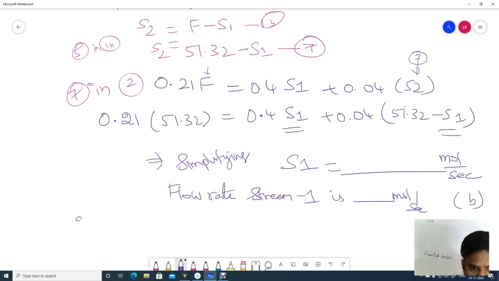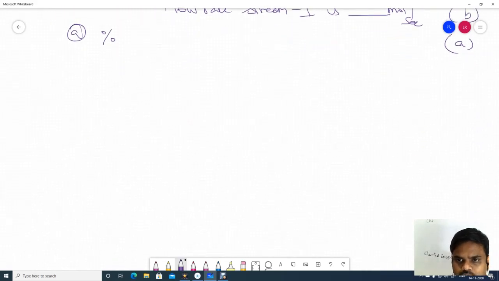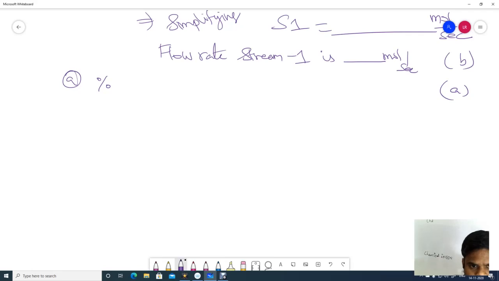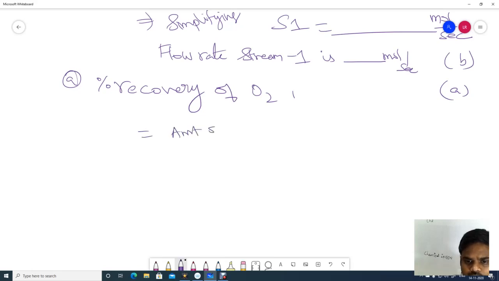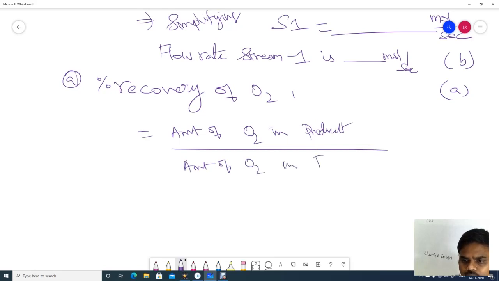Part A, what is part A? It is percentage recovery of oxygen. So what is that percentage recovery? It is the amount of oxygen in the product, that is the oxygen rich stream, divided by the amount of oxygen in the feed.